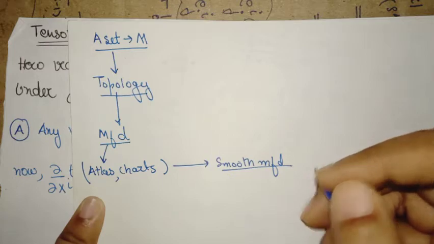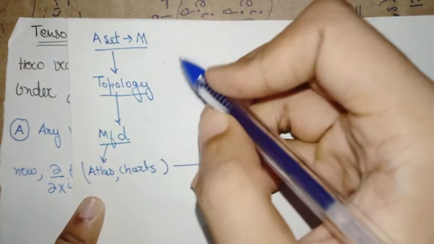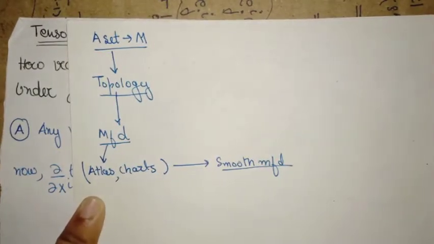So now in this video I will be discussing more on why a vector is a tensor and what is the transformation property of a tensor. So I will just give a brief overview. So we initially start with a set.